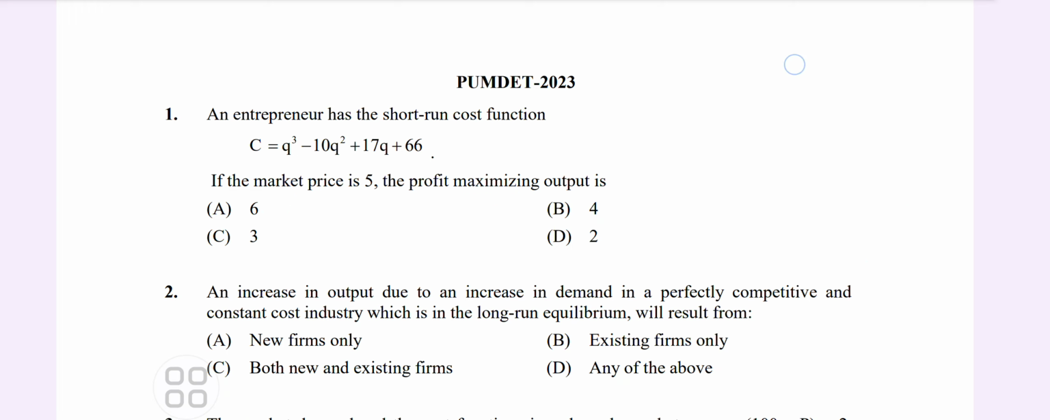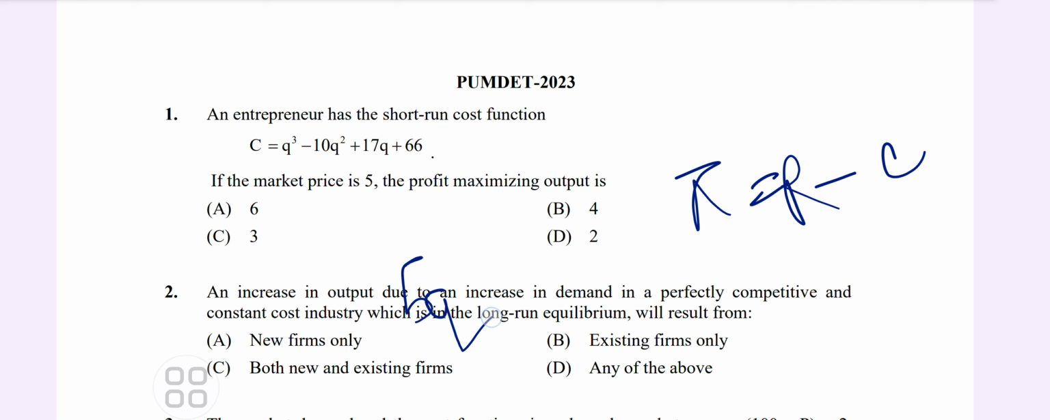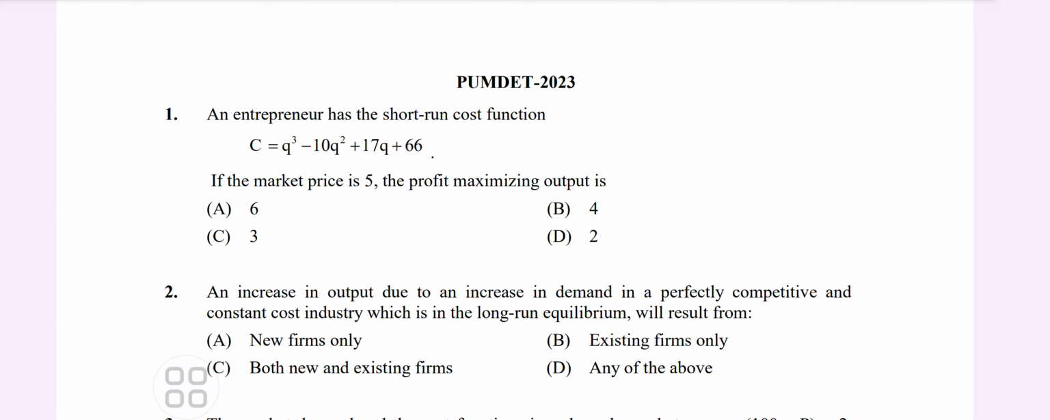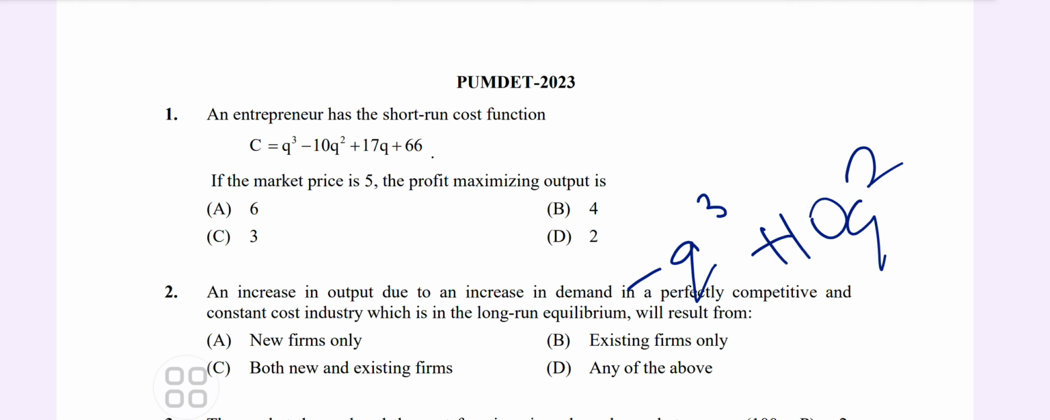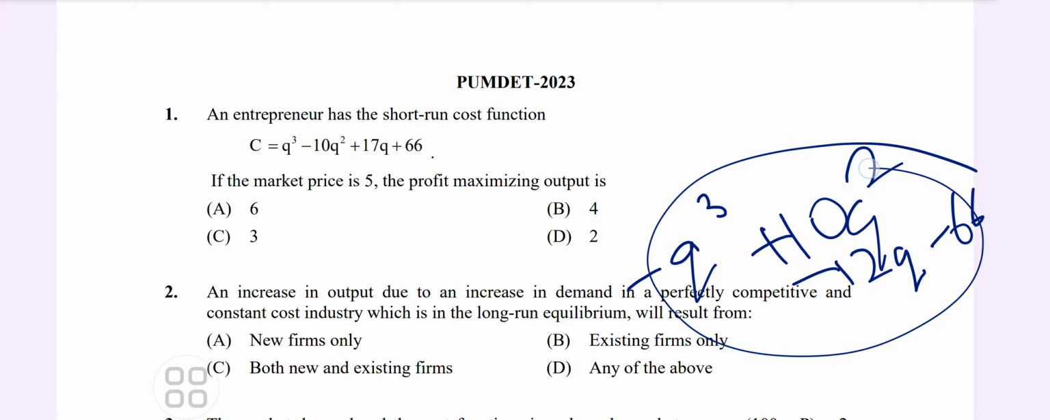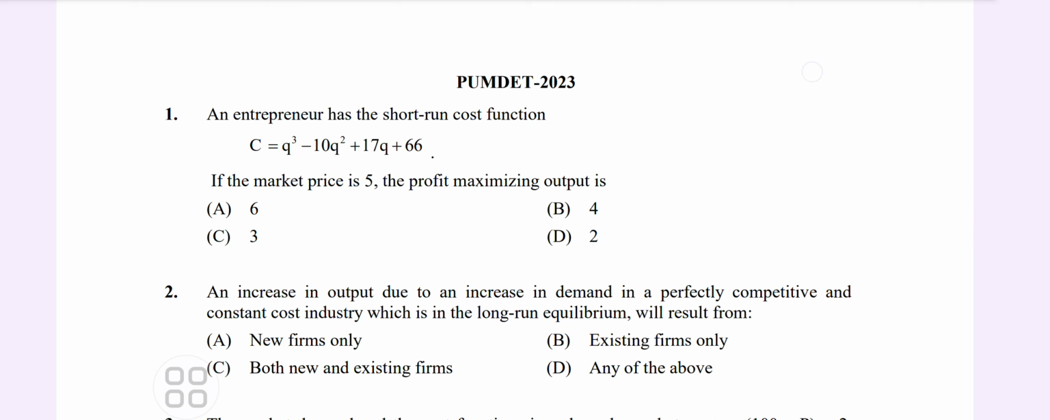Now to find the profit maximizing output, what we need to do? We need to find the pi, that is pi equal to TR minus TC, right? So PQ, so 5Q minus the whole thing, TR minus TC. So that comes to minus Q cube plus 10Q square minus 12Q minus 66. Okay. So now to maximize the profit, what we need to do?